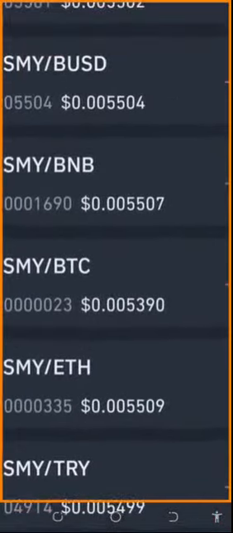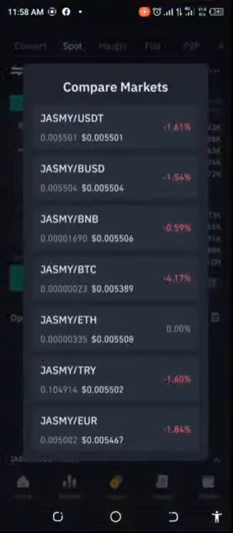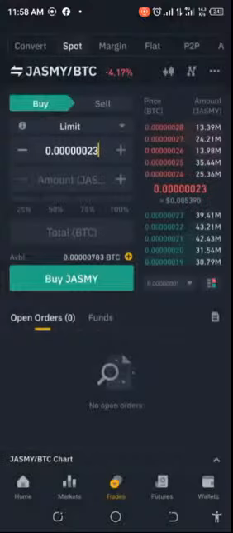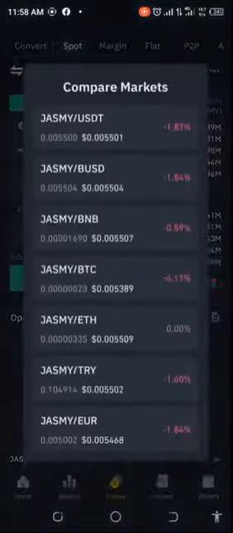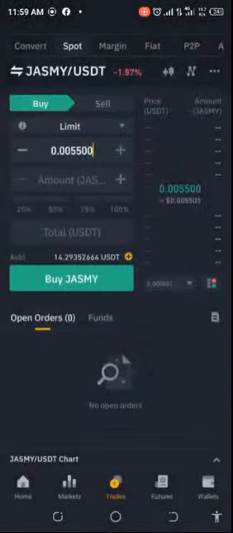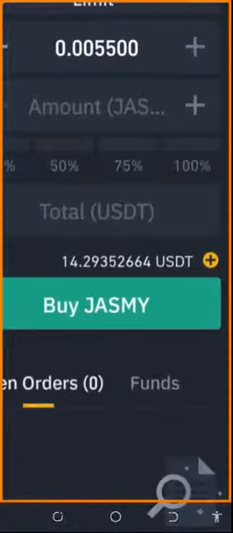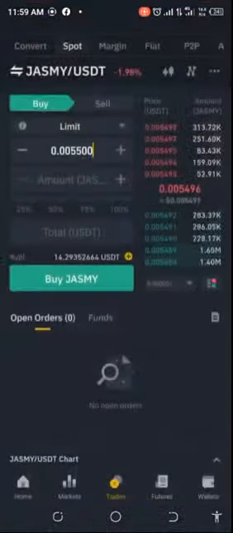And like I always say, you need to always simulate first. So the first thing I want to do is simulate. I'm going to work with Jasmine slash BTC first, using the amount of money that we have here. Let me go back to Jasmine USDT so that you will see what we have. What we have is 14.2935 USDT. So I'm just going to use that to simulate.